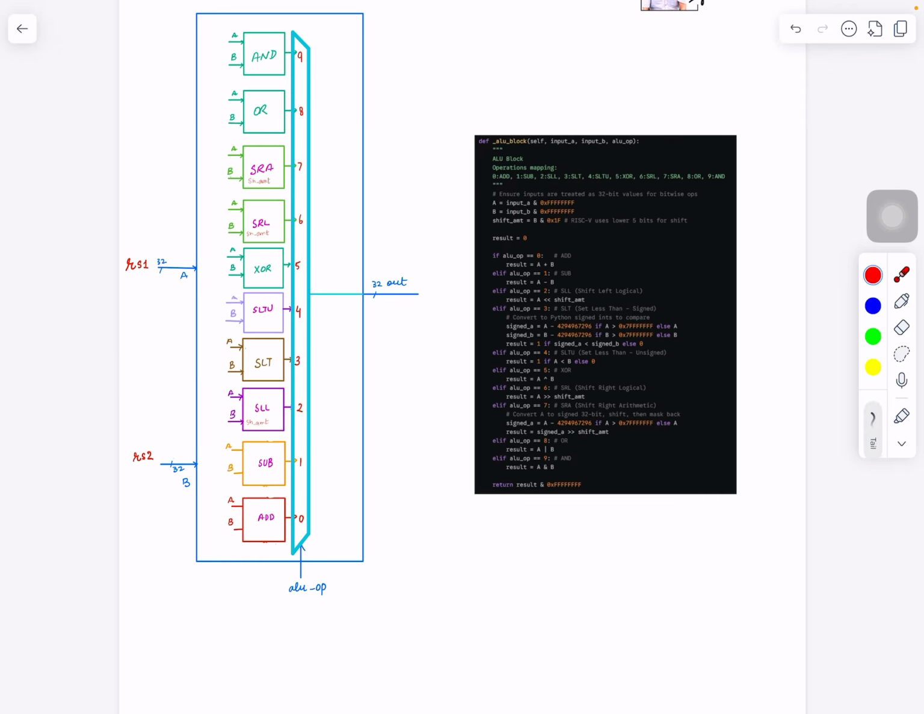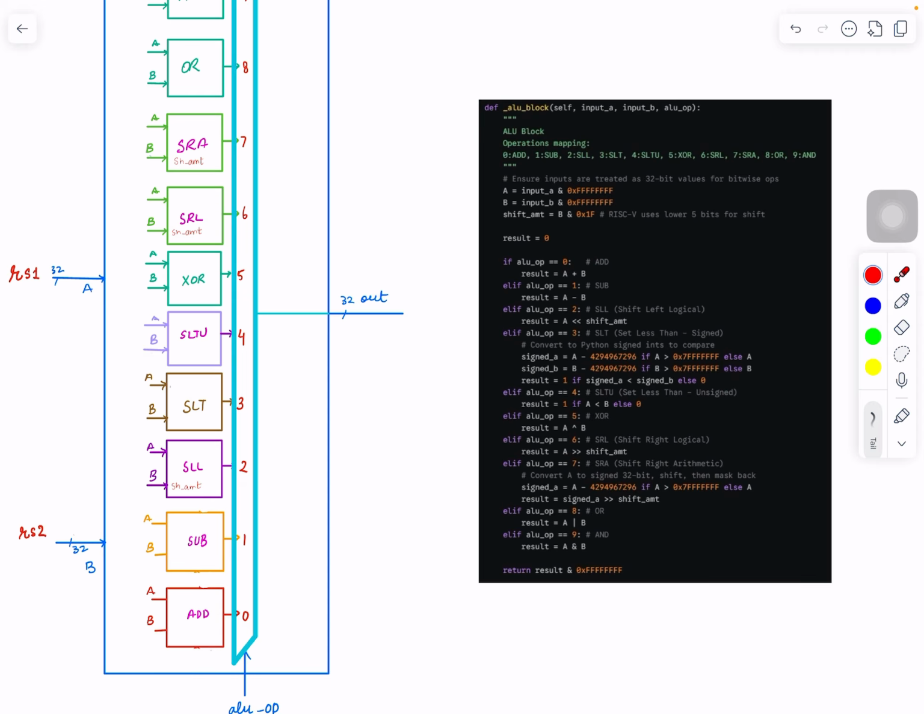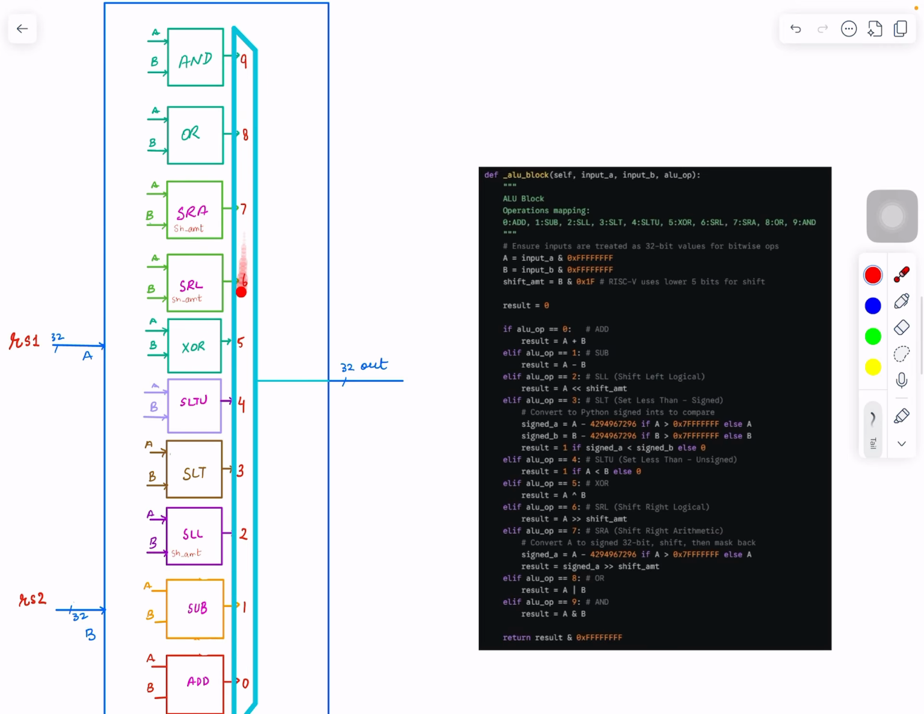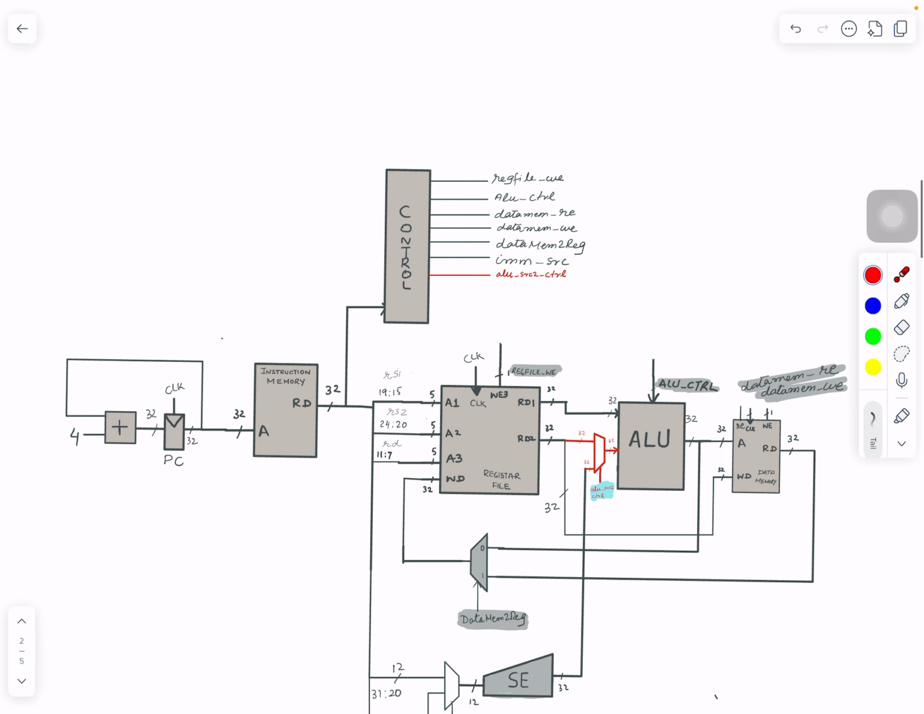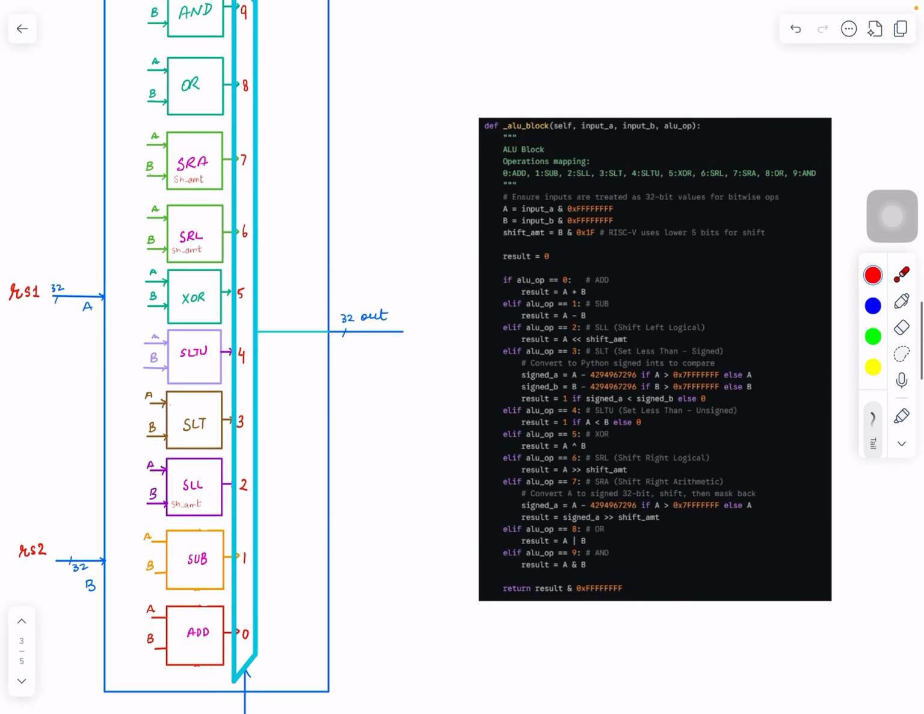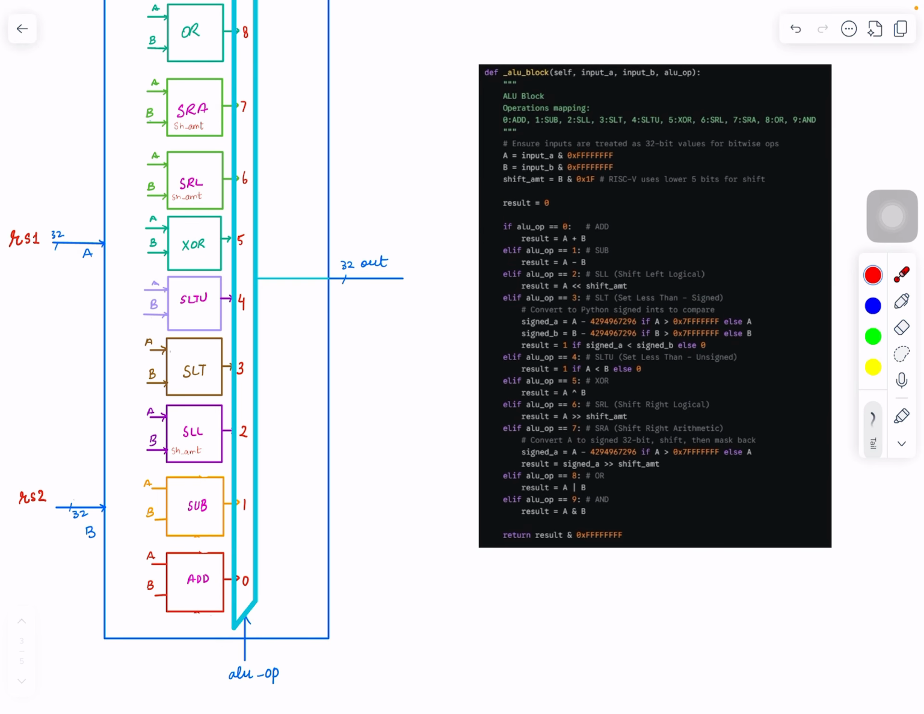Now all these outputs are available, so you have to connect them to a gigantic mux, and the control of that mux comes from this ALU op. Remember this, where is it? This one, this guy, this is the control coming. I called it ALU control there, and here I'm calling it ALU op, but these are the same thing.